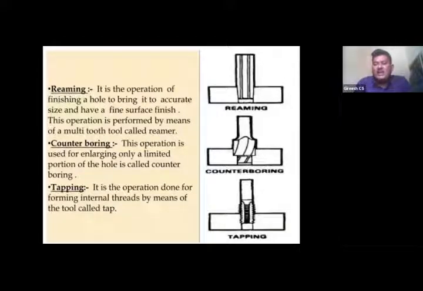Tapping is the operation of producing internal threads on the workpiece material. So tapping is used to produce internal threads. For the tapping operation, earlier the drilling operation will be carried out for the required diameter. Then a tapping tool is used to produce the threads on the internal surface. Okay.